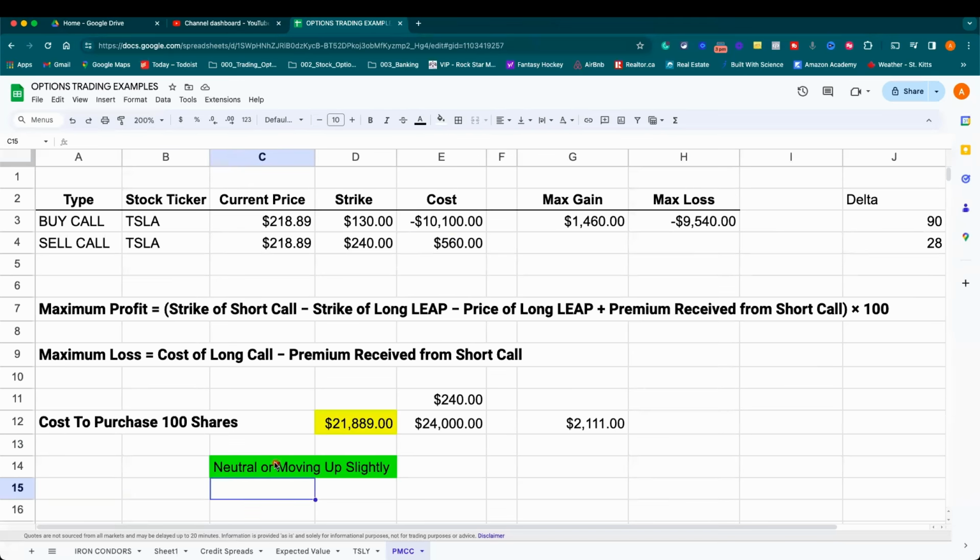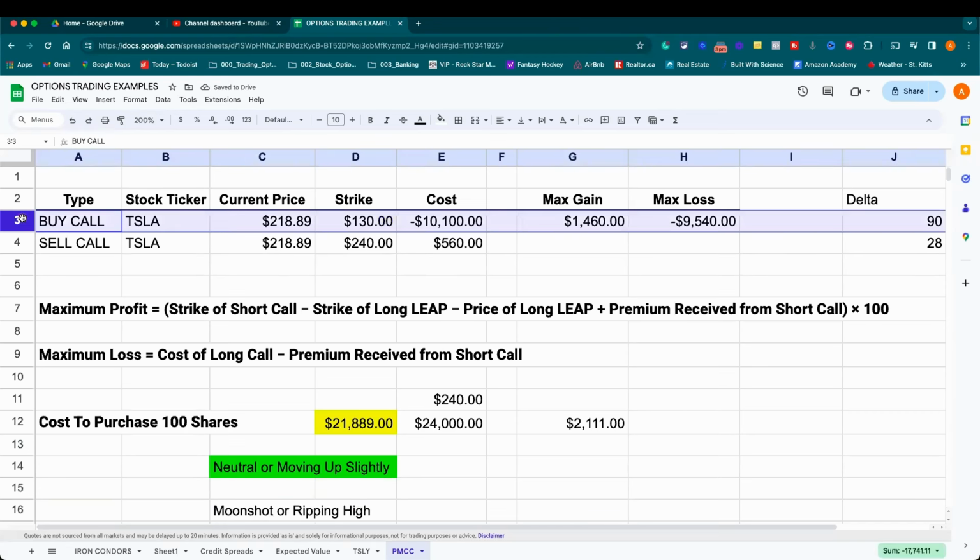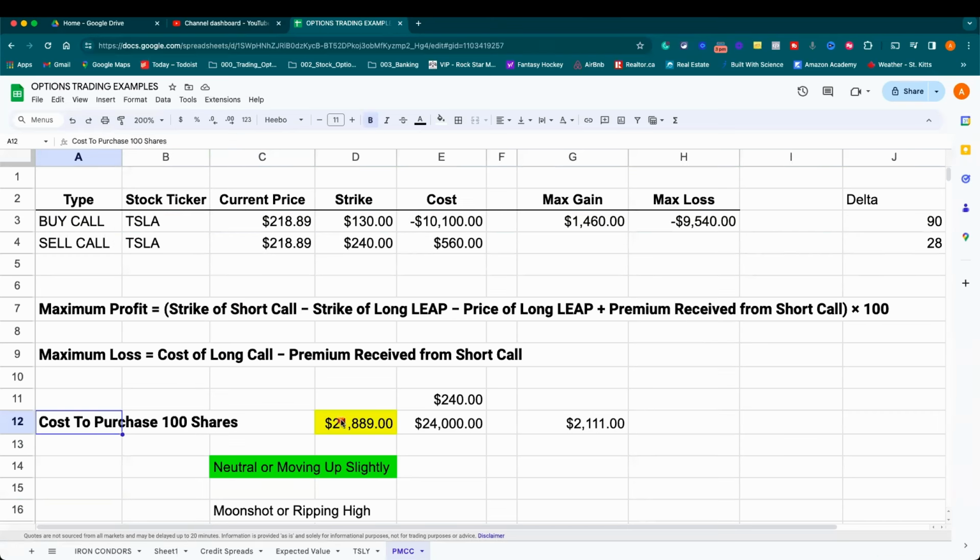You would not want to do this when the stock is on a moonshot or just ripping crazy high, because in that scenario, you'd be better off just buying the straight up call option, letting it ride and just go to the moon with it. Or in that case, buying the shares outright if you had the capital to do so and riding it all the way high. You don't want to cap your upside on this kind of moonshot if you can help it.